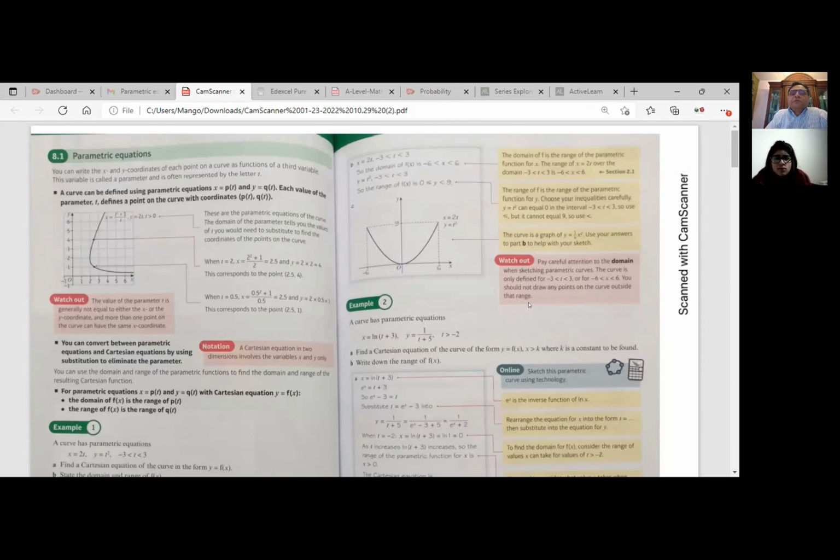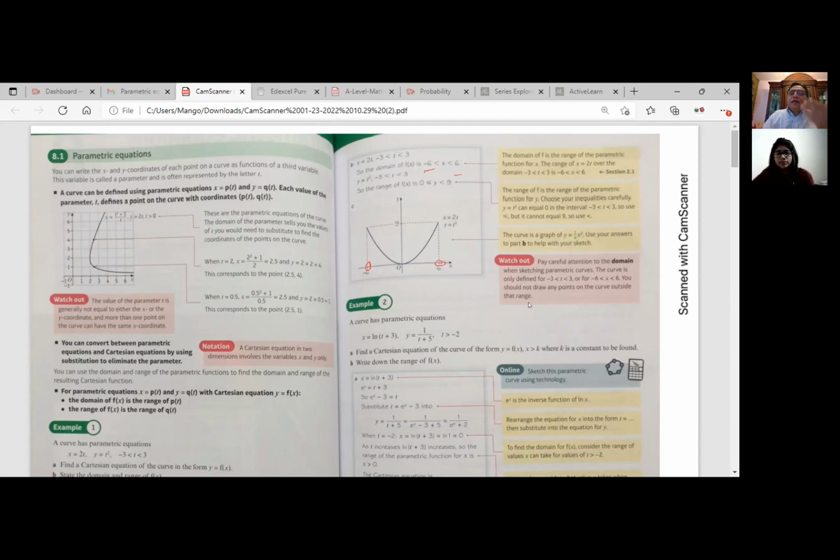So t is between -3 and +3. When t is -3, you plug it in and get the value of x: twice -3 is -6, and twice 3 is +6. So x is between -6 and +6, and these are not included, correct? So we have a hole. That becomes the domain of your function. Is that clear to you?